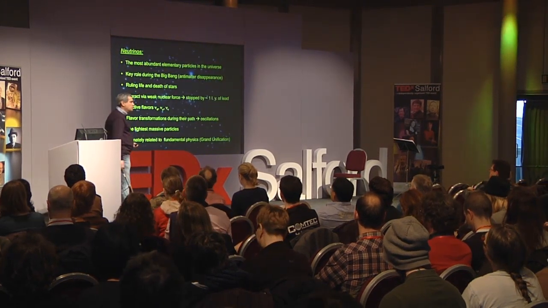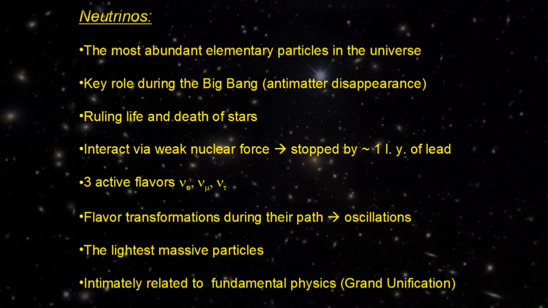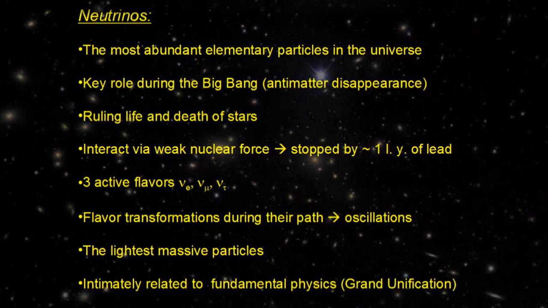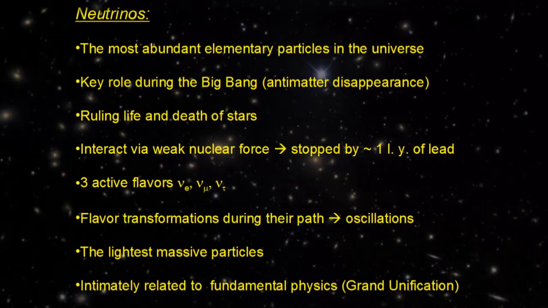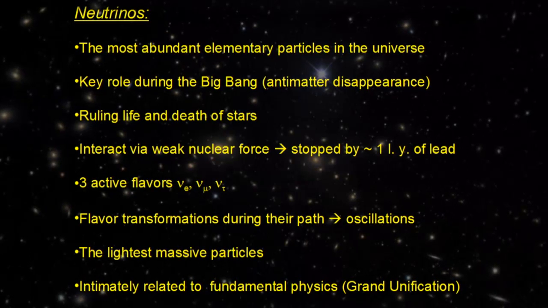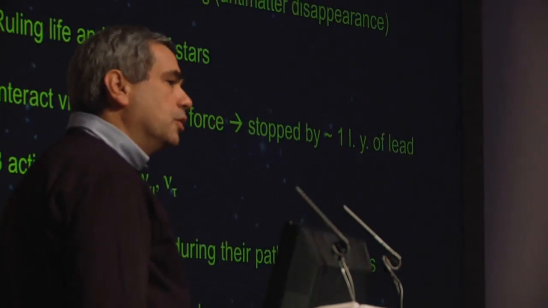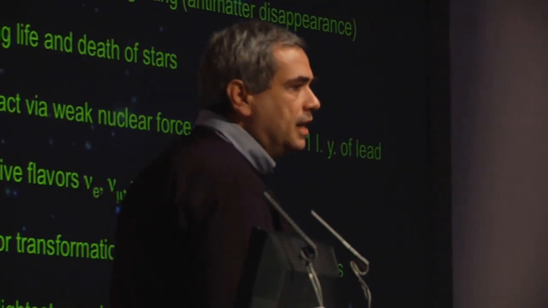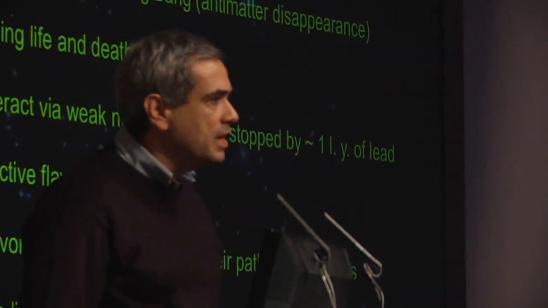You heard this morning many intriguing properties of neutrinos. They had a fundamental role in the evolution of the universe, in the Big Bang, in the reason perhaps why antimatter disappeared from our universe, and in the evolution and the death of stars. What we know is that these particles interact very weakly with matter. Matter is practically transparent to them.